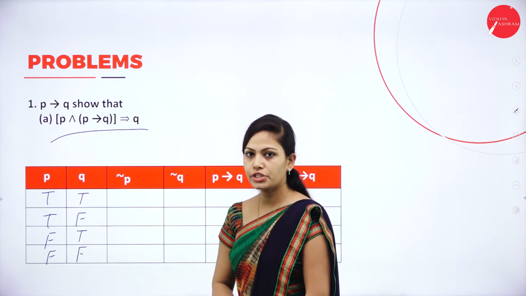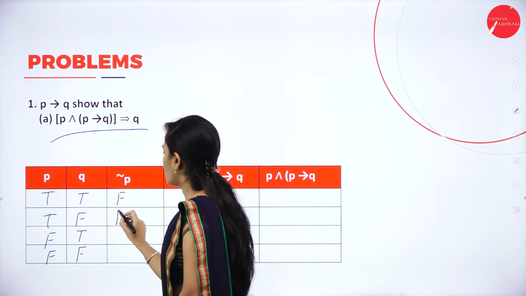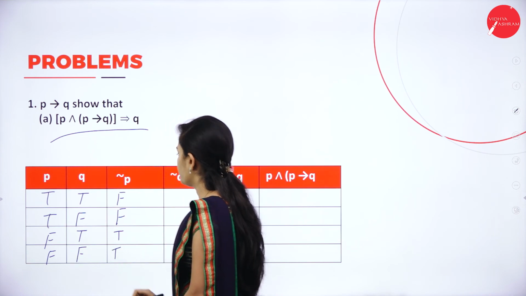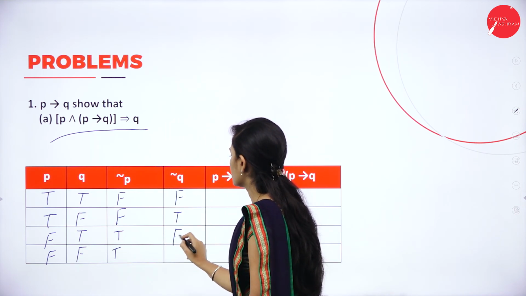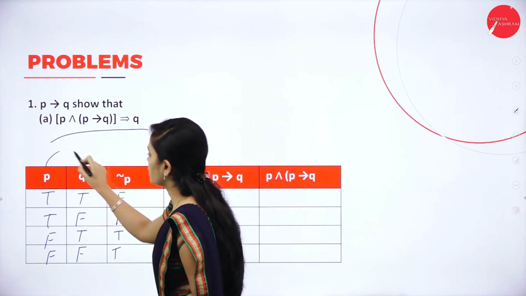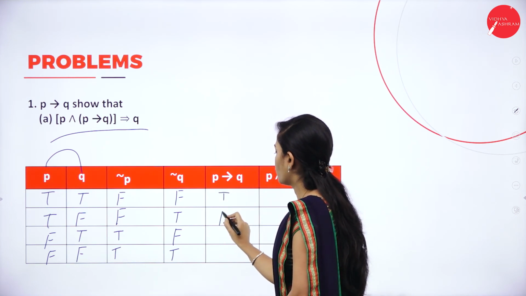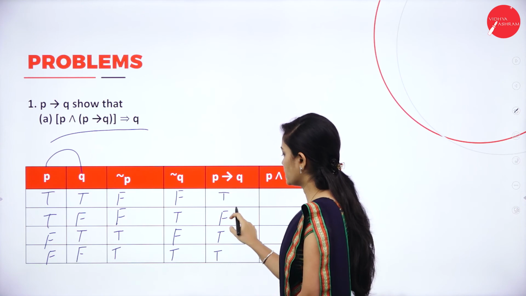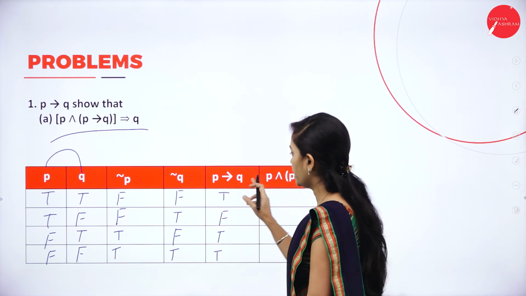First find negation P. P is true, negation P is false. False, true and true. Negation Q is false, true, false, true. And what is P implies Q? You just check these two columns. P implies Q is true, false, true, true. Except this statement, all other conditions are true in implication.